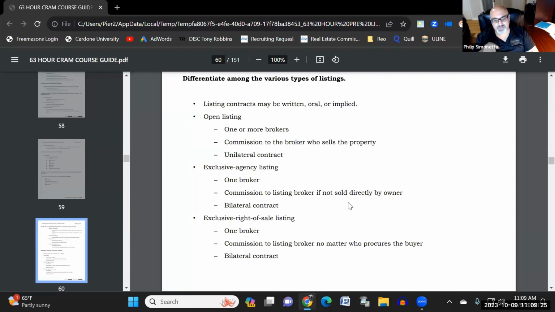An exclusive right of listing agreement. This is 1 broker. Commission goes to the listing broker no matter who procures the buyer. Seller brings the buyer, anybody, you still get paid. And this is a bilateral contract, seller and buyer. So, right? Good. All right.